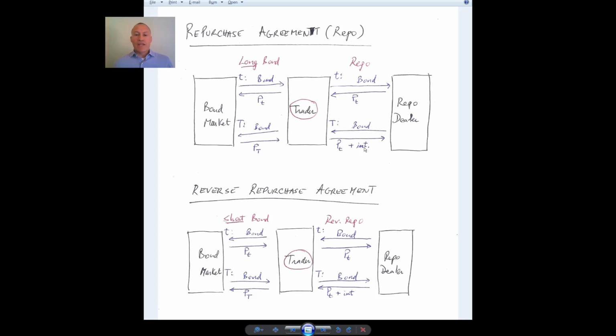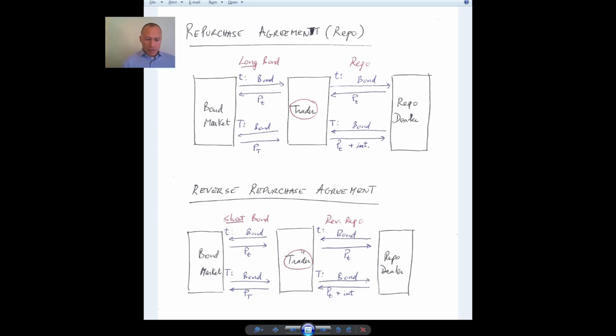We can do exactly the opposite, a reverse repo, okay? A reverse repo is what you see here. And this is the usual thing, that the repo dealer is like a trader that always quotes two sides of the trade, a bid and an ask. So we can do one side of the trade, the repo trade, or we can do the other side of the trade, the reverse repo.